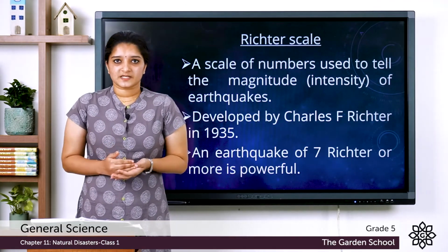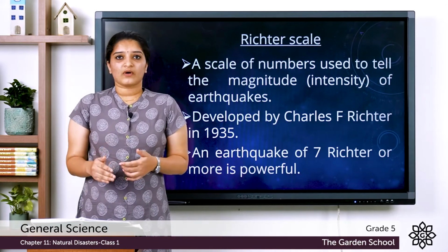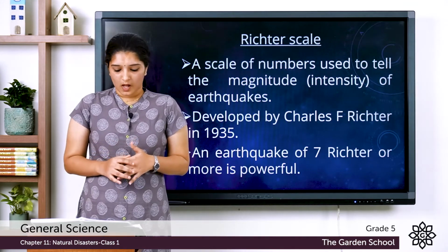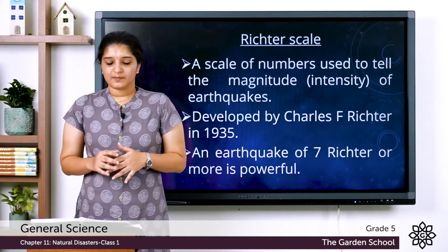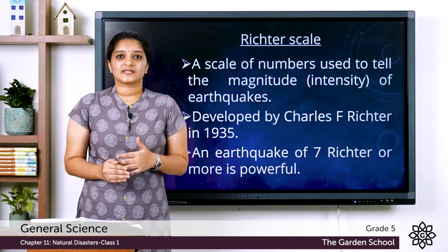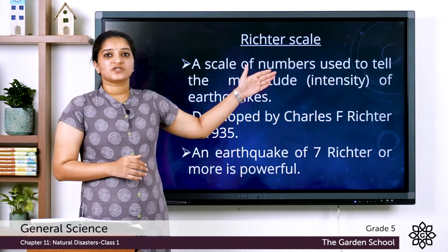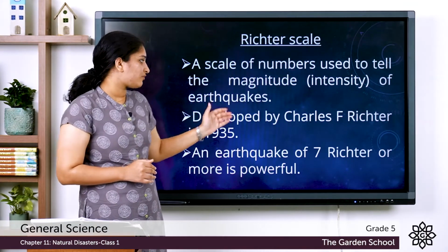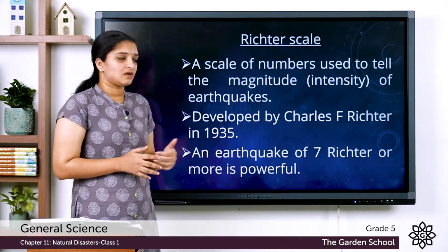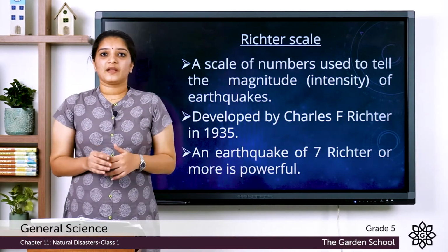So when we grade a Richter scale, if the grading is around 4, it is a minor earthquake. If it is around 5, it is considered a moderate earthquake. If it is around 6, it is a strong one. And if it is around 7, it is a major one. And if the grading is around 8 or above, it is considered a great earthquake. So Richter scale is a scale of numbers that is used to tell the magnitude or intensity of the earthquake, and it was developed by Charles F. Richter in 1935. An earthquake of 7 or more is considered very powerful.